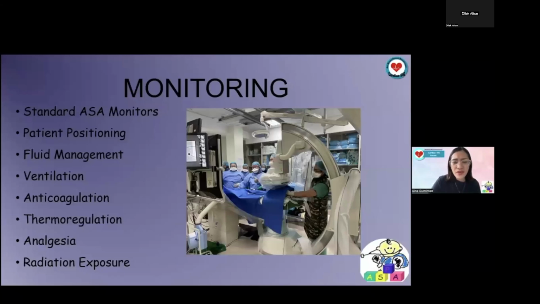And another thing that we need to monitor is anticoagulation. This may be necessary, and it depends on the proposed intervention and the anatomical considerations of the child. Typically, we give heparin 50 to 100 units per kilogram once vascular access is established, and we monitor ACT every 30 minutes or sometimes every hour to check on it.